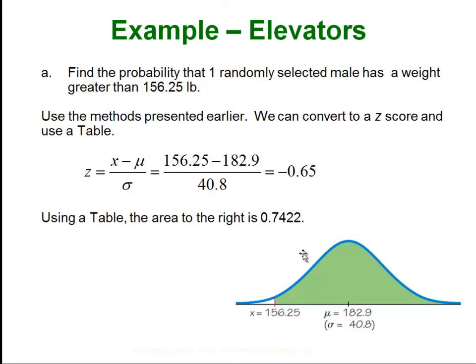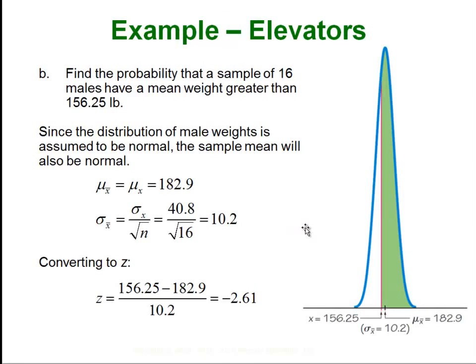We're basically asking, if this is my curve and this is my x that they give me, 156.25, how much area is in the green bit? How much area is over there? And that tells me the probability that somebody is over 156.25. So you can use the z-score formula, or you can use technology. In either case, you get a probability of basically 74%.